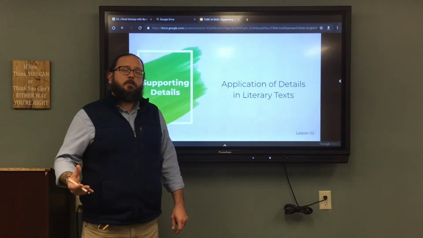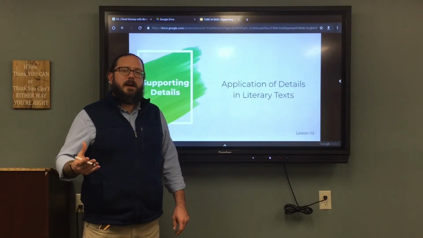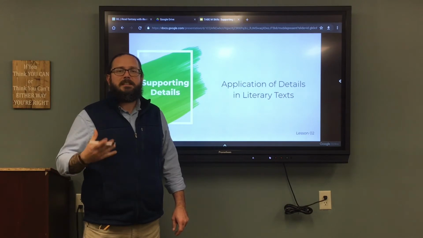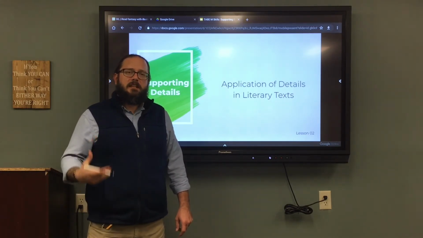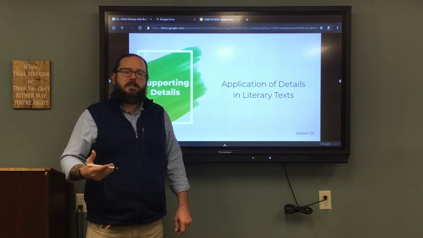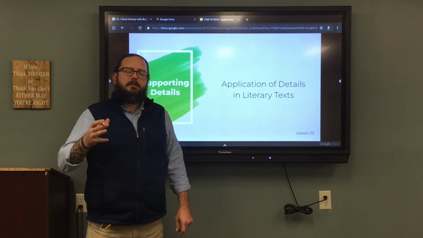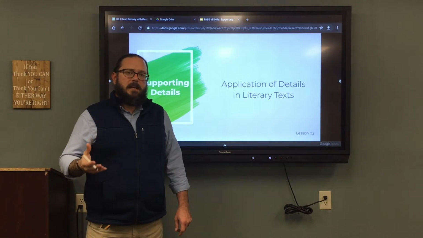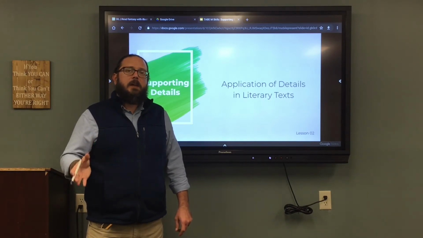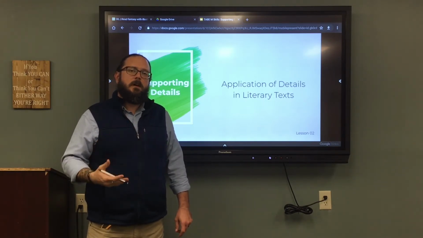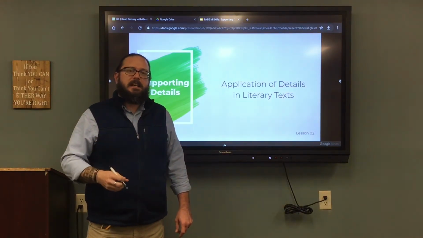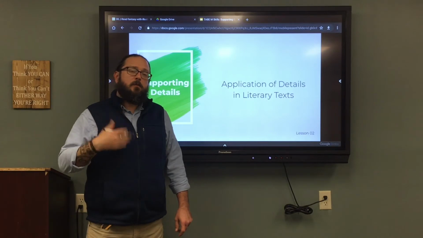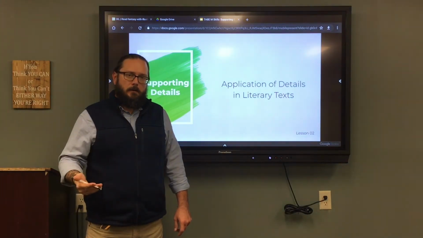In our last lesson, we were introduced to identifying and using supporting details within literary texts. In our second lesson of the module, we're going to spend some time looking at some different genres of literary texts and apply what we learned from lesson 1 to identifying specific details within a variety of literary works.